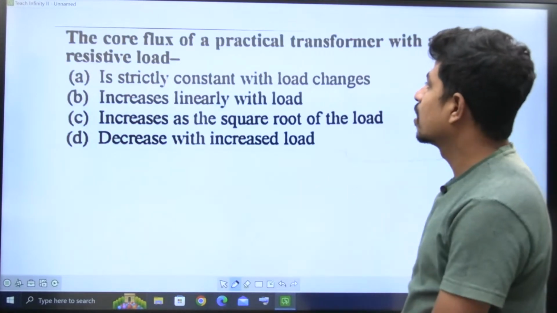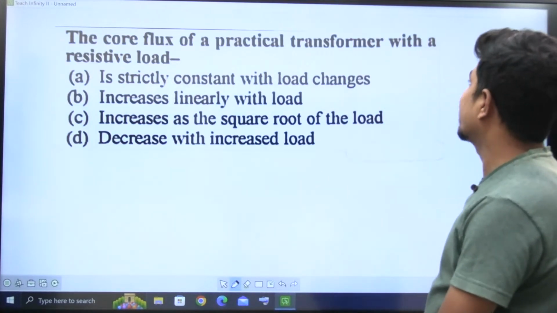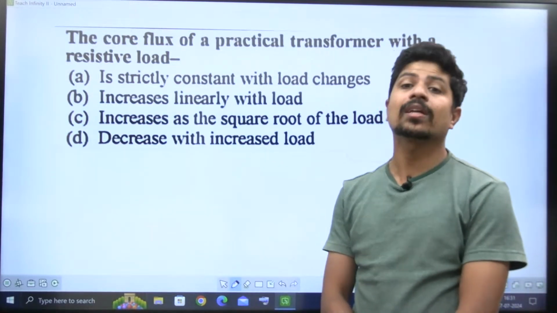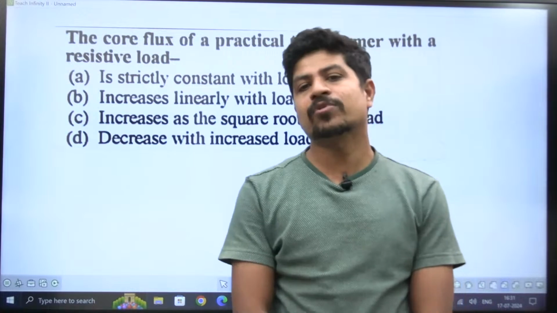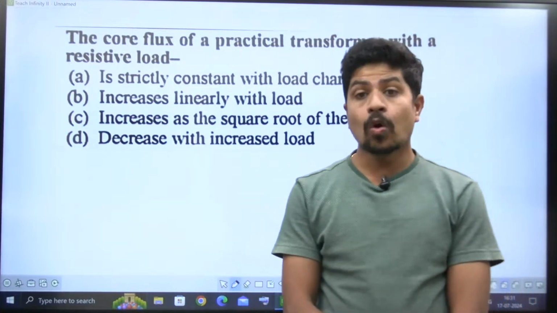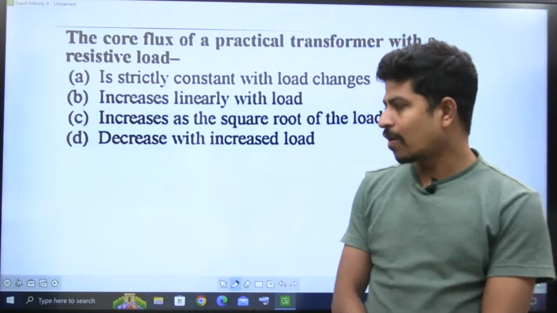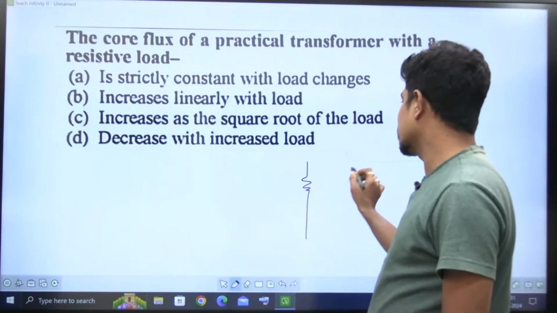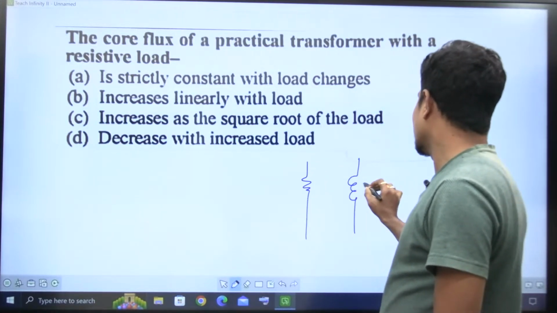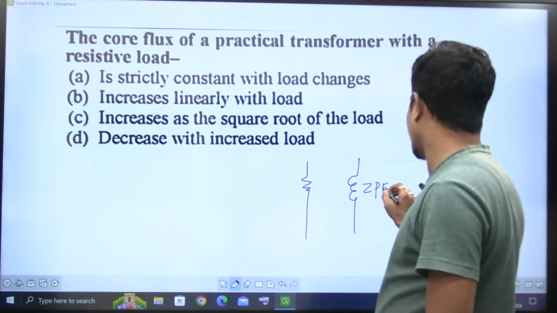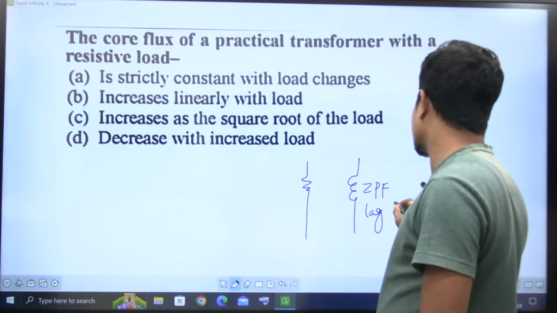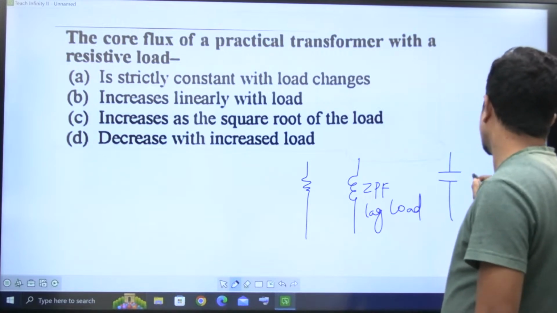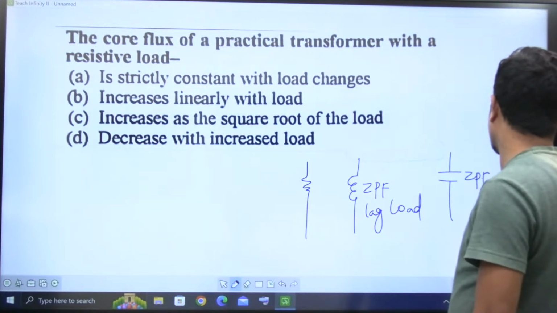Next question, please. The core flux of a practical transformer with resistive load. That fellow is saying the load is resistive. There are types of loads: resistive load, purely inductive load. Purely inductive load is called a ZPF lagging load. Zero power factor it is. Why? There is no resistance, so obviously the power factor will be zero. And this is ZPF lead load, ZPF leading load.